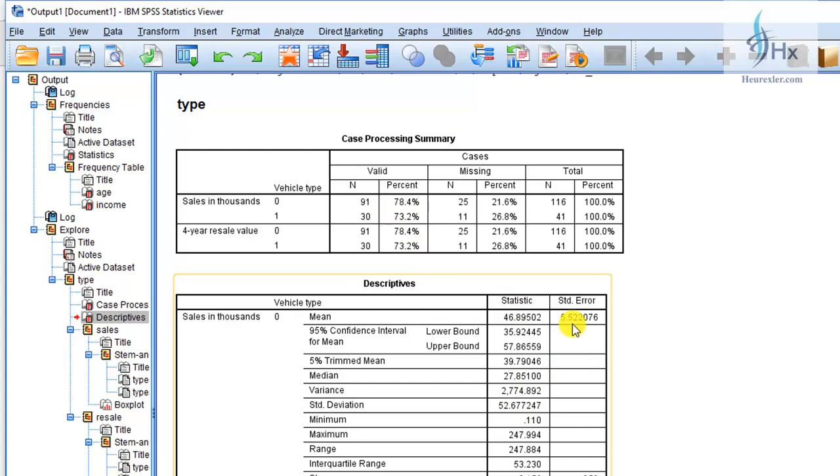So keep in mind that your standard error of mean should be as small as possible, as that is going to tell you to what extent your sample mean is closer to your population mean.